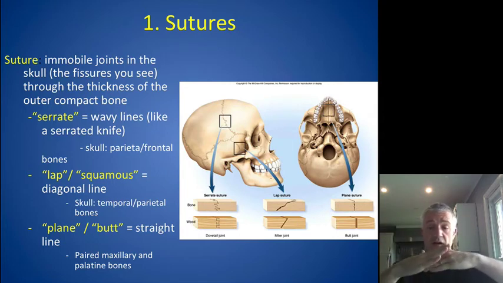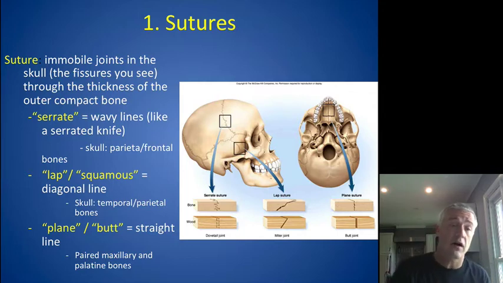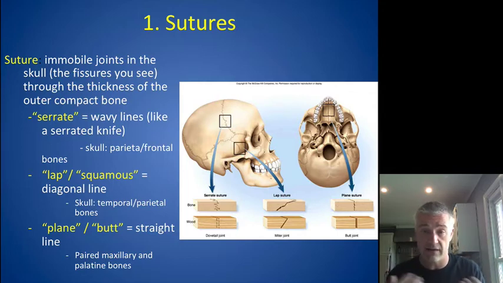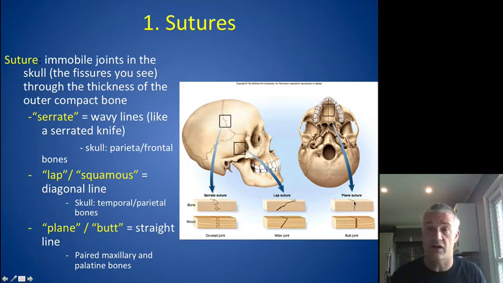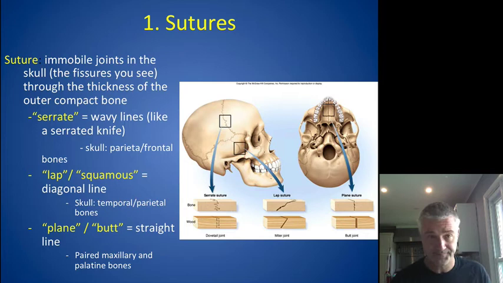Lap sutures are ones where you've got an angle, so again, a little bit more surface area, not quite as strong as you would see in a serrate suture, but definitely stronger than a planar butt joint. And those are the ones where it's just the ends of the bones stuck together, like you would see on your hard palate, for example. That would be a plane suture. It's going to be the weakest type of suture in this case.